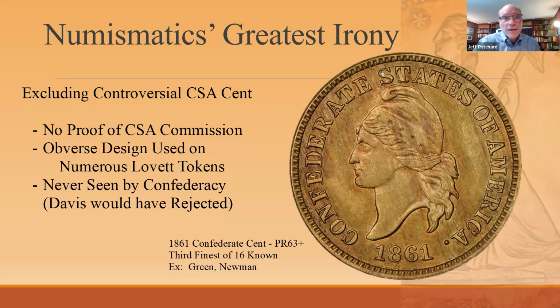In fact, in the September 2023 issue of the Numismatist, there's an article about Robert Lovett and one of his commercial tokens tied to the Civil War. But the reason we're excluding it, there's no proof that anyone from the Confederacy ever commissioned the coin, no proof that anyone from the Confederacy ever saw the coin, and certainly never approved it. And there are some numismatic historians that believe it actually wasn't struck until 1874.